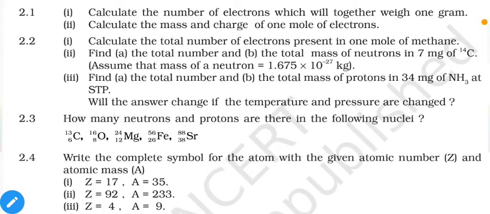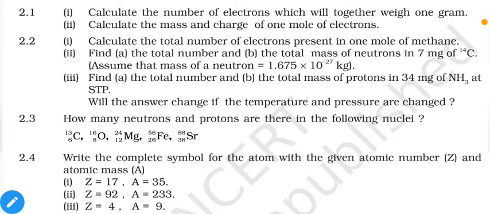Now the second question is calculate the mass and charge of 1 mole of electron. Again same thing, we have the mass of a single electron, 9.10939 into 10 raised to minus 31 kilograms. Multiply it with Avogadro's number, 6.022 into 10 raised to 23. So when we multiply the mass of a single electron with 1 mole, you will get 5.48 into 10 raised to minus 7 kilograms. And the charge of 1 mole of electron, that means you have to multiply the charge of a single electron with the 1 mole.